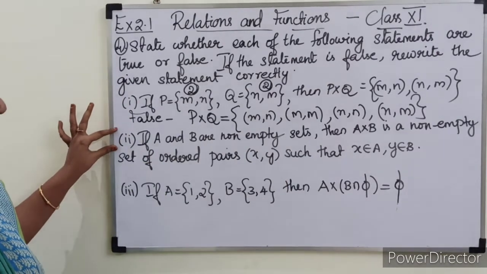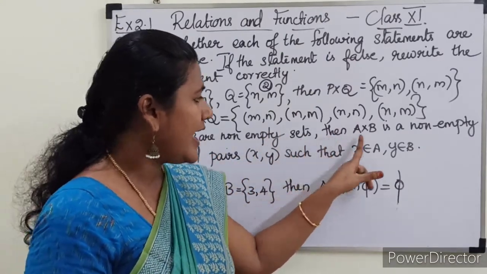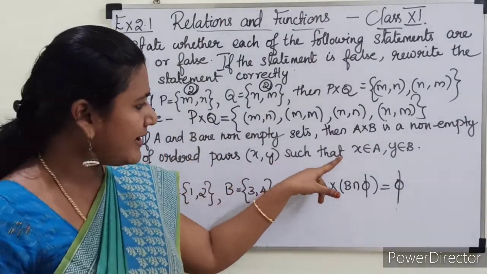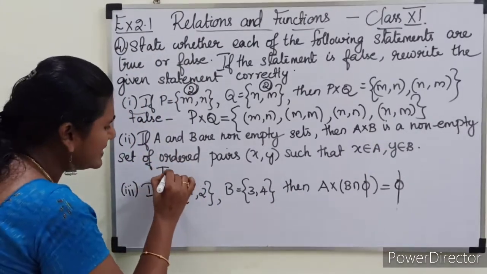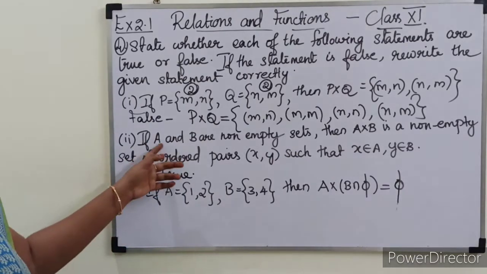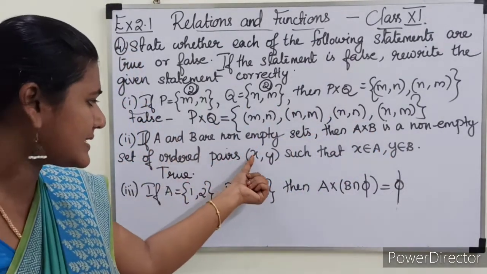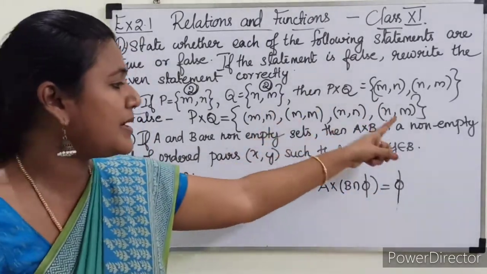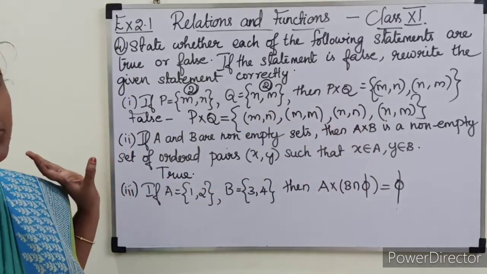Now the second statement: if A and B are non-empty sets, then A cross B is a non-empty set of ordered pairs (X, Y) such that X belongs to A and Y belongs to B. Actually, this is a true statement. This is actually the definition of the cross product. So if A and B are non-empty sets, then A cross B is a set of ordered pairs (X, Y) such that the first element belongs to the first set and the second element belongs to the second set. So this is the definition of the product, and this statement is a true statement.